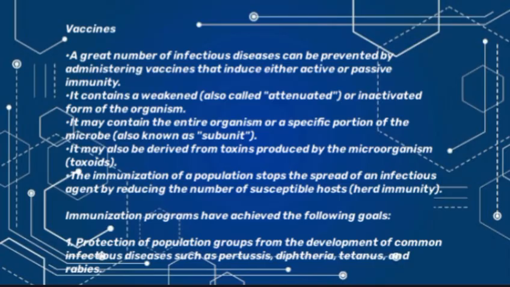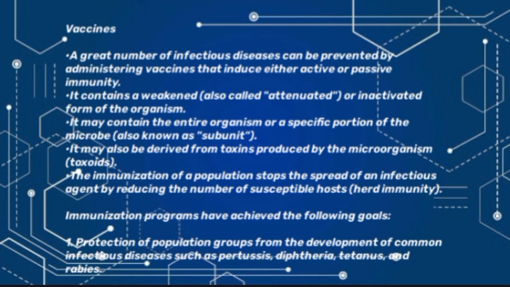injury. Vaccines. A great number of infectious diseases can be prevented by administering vaccines that induce either active or passive immunity. It contains a weakened, also called attenuated or inactivated form of the organism. It may contain the entire organism or a specific portion of the microbe, also known as subunit. It may also be derived from toxins produced by the microorganisms called toxoids. The immunization of a population stops the spread of infectious agent by reducing the number of susceptible hosts.